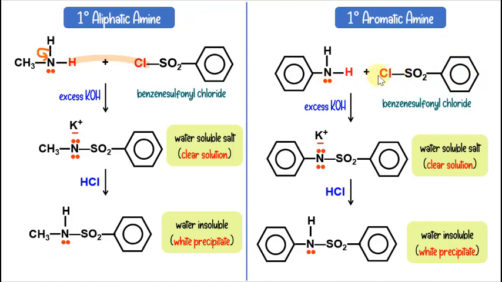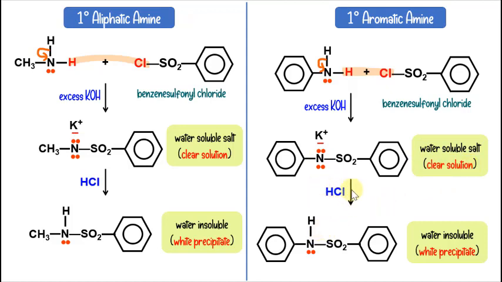Okay, same goes to primary aromatic amine. So first kita keluarkan H dengan Cl, H from the amines and Cl from the benzene sulfonic chloride, and then one of another hydrogen on the nitrogen here, dia akan bagi both electrons on the nitrogen, and then we will get two lone pairs on nitrogen with negative charge, and then the K plus will make an ionic bond with the negative charge of nitrogen. This is a water soluble salt, a clear solution form.